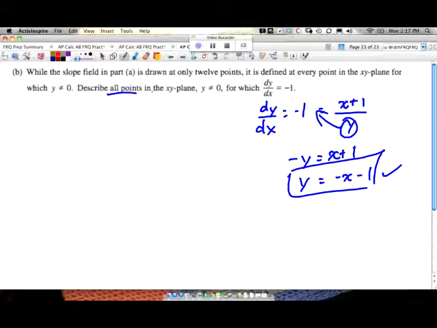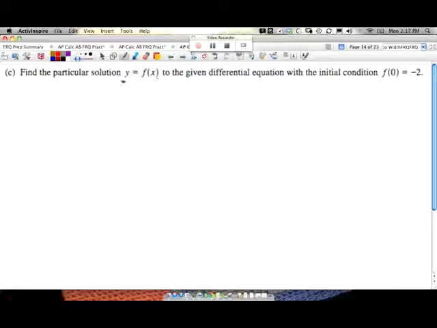Because it says describe all points, and that's kind of like an equation. That's kind of an old school way of doing it. When it says all points that work for something, just give it an equation. Okay, find the particular solution y equals f of x to the given differential equation.